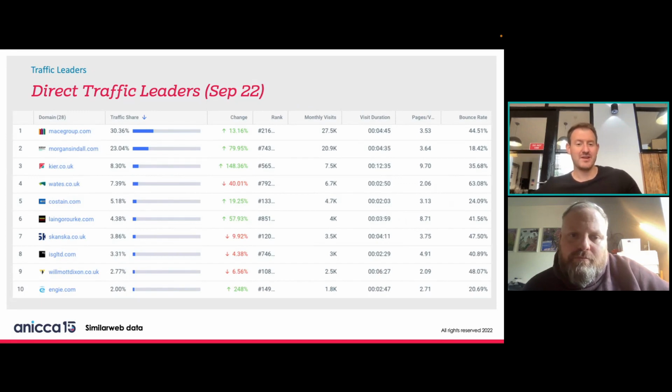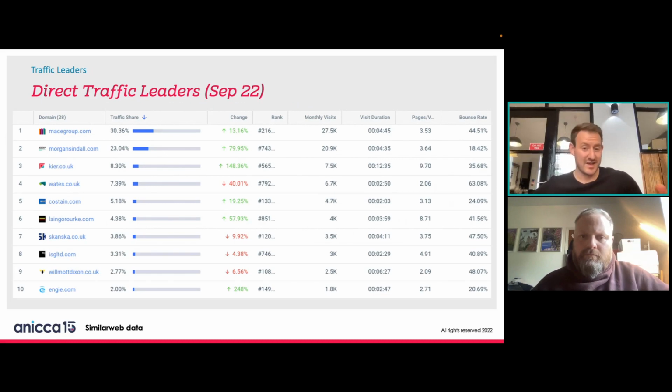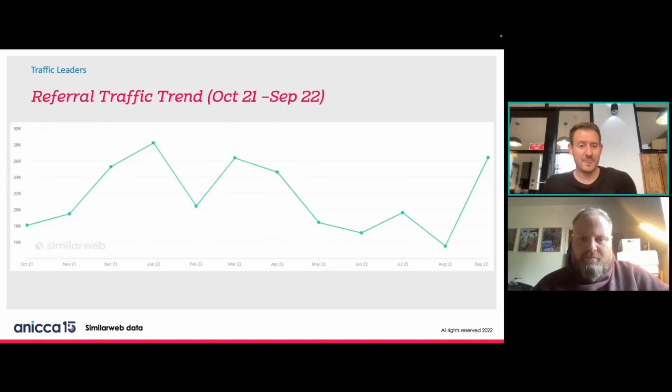Again, direct traffic leaders. I'm sure you're already all grasping that these slides are slightly repetitive, but it's about what each individual marketing channel shows us, what we can gain in terms of information. We can see Mace Group there, 30% of the direct traffic is being driven to their website, so 27,000 monthly visitors. And that could represent the fact that Mace Group have very, very good branding. They're potentially using some display advertising. They're using creative really well on social channels, and therefore they are able to keep their business front of mind for the people within this industry.